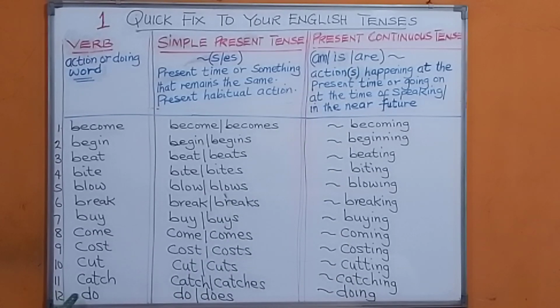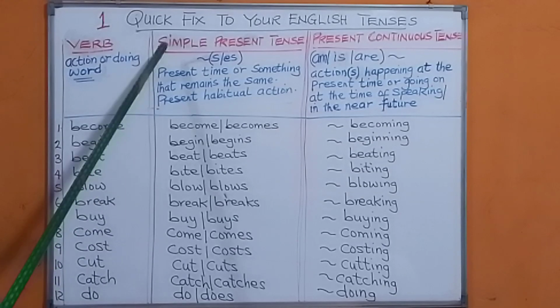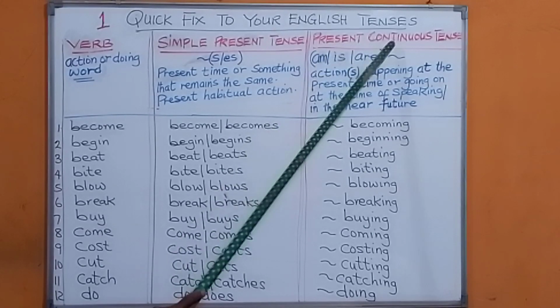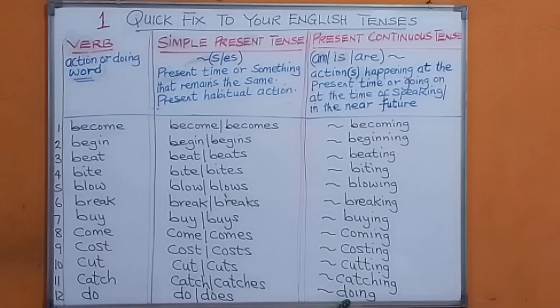Okay? Do, the last one, do. If it's simple present tense, when they are many, you say do. We do it. They do it. Lamin and Funke do it. If it's one, you say does. She does it. He does it. Lanke does it. When you come to present continuous tense, you say doing.